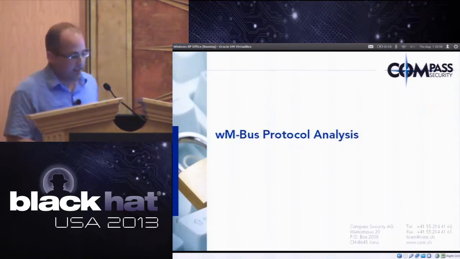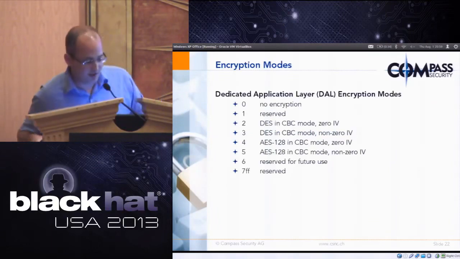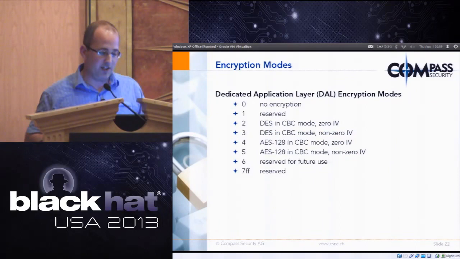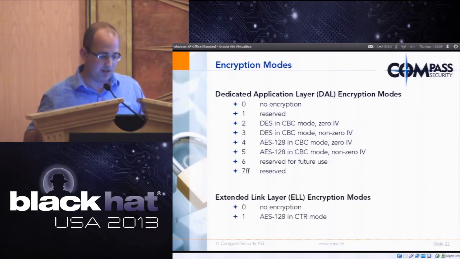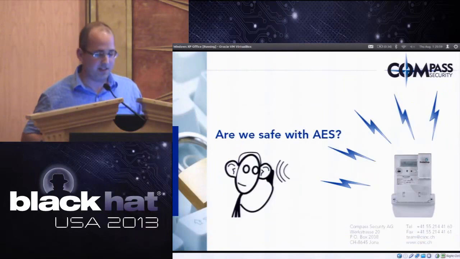Okay. Then I had a closer look at the protocol. We have different encryption modes actually. So there's DES, but there is AES 128 as well for the application layer encryption, and there is AES 128 for the extended link layer as well. So we have 2 bad modes actually, so I'm not going to use DES anymore. Then I thought, okay, let's have a look at the remaining 3 encryption algorithms. So I'll be safe with AES.